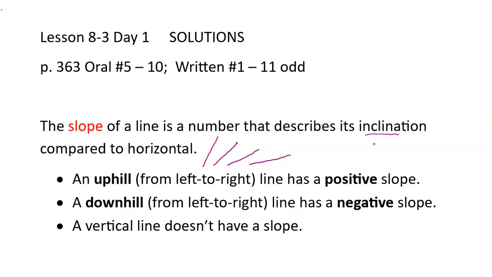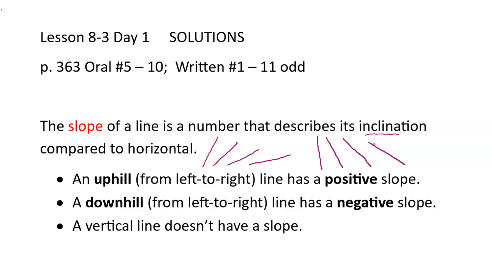A downhill line has a negative slope. This line goes downhill. This line goes downhill. This line is downhill. And this line is downhill. All four of those purple lines have a negative number for the slope.